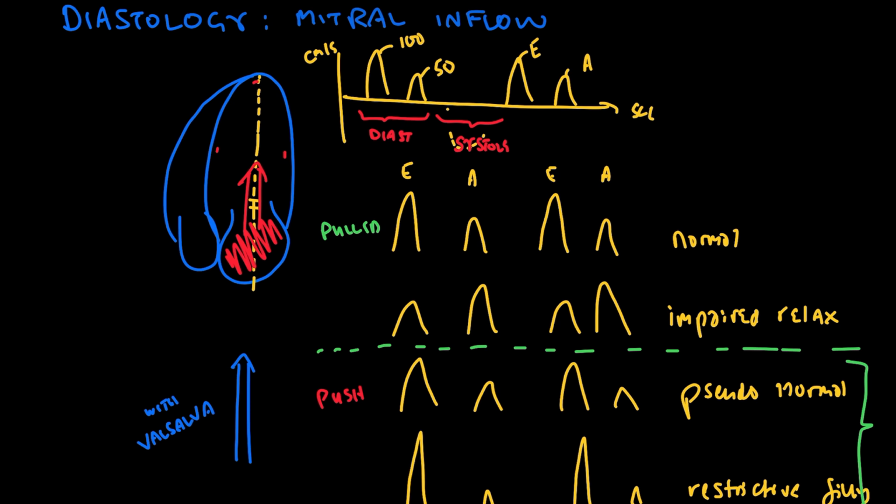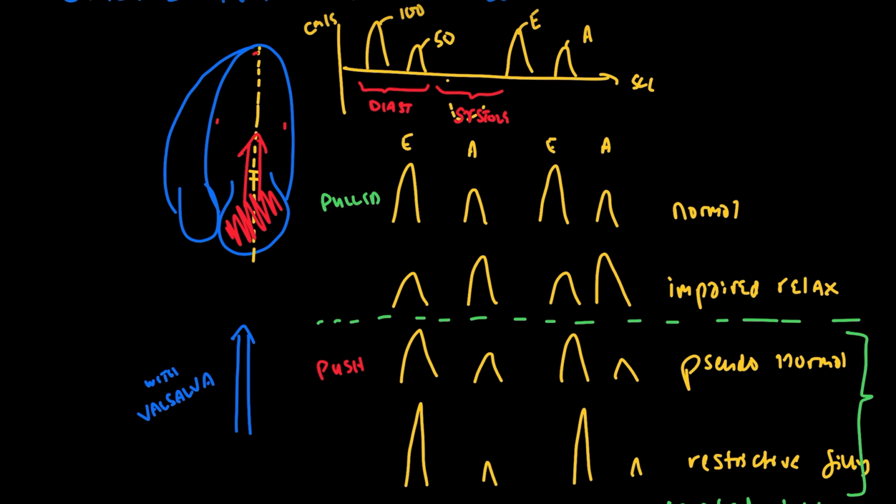There's the pseudonormal pattern where things look normal, but actually it's because there's a push from the left atrium into the left ventricle rather than a pull from the left ventricle pulling blood flow in, as would be healthy. So we call that the pseudonormal pattern. And then we talked about the restrictive filling pattern, where again, blood is blasting in. Both the pseudonormal and restrictive filling pattern typically have elevated filling pressures of the left ventricle.